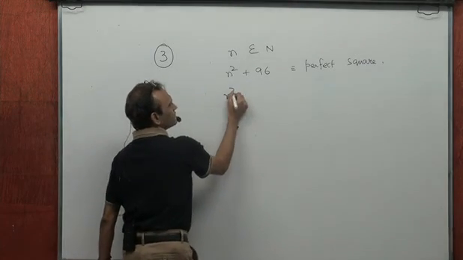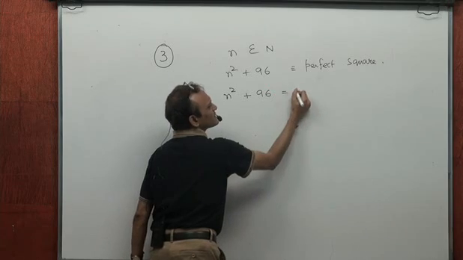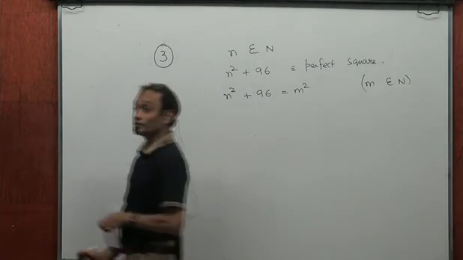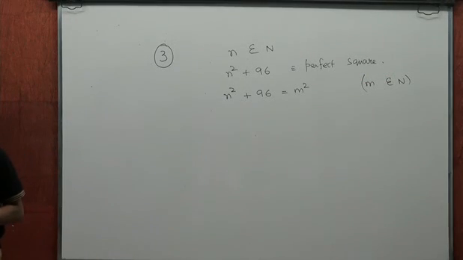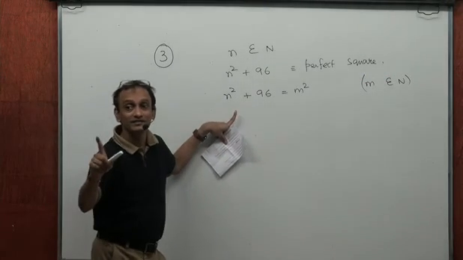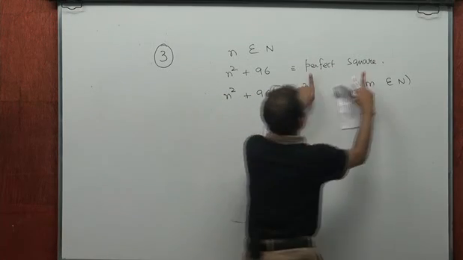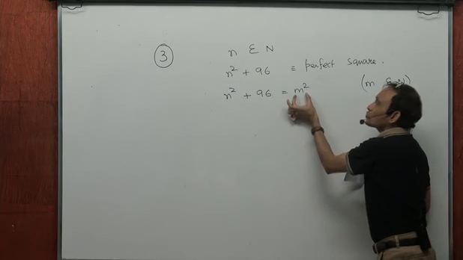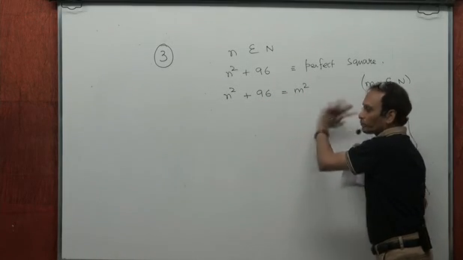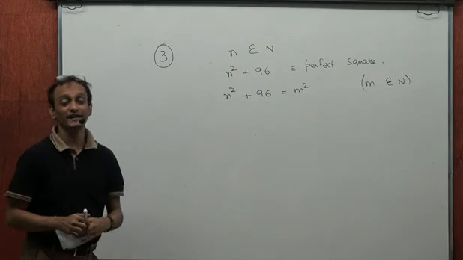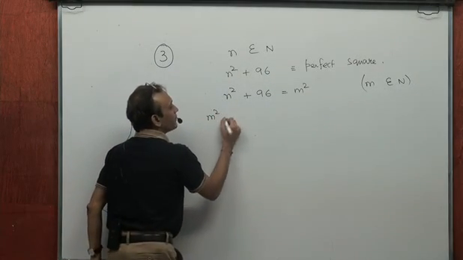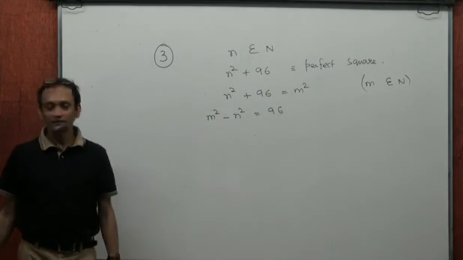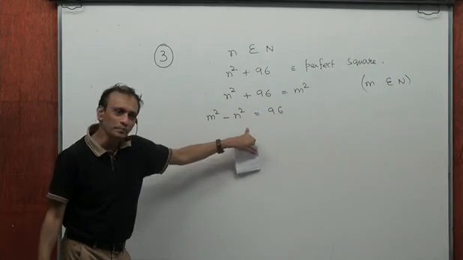Which means n squared plus 96 must be some m squared where m is a natural number, isn't it? Therefore, we are seeking natural numbers n and m for which this condition is met. The right hand side should be square of a natural number m. Clear? Okay, no rocket science. Once again, this involves m squared minus n squared is 96. Factorizes into m plus n times m minus n.